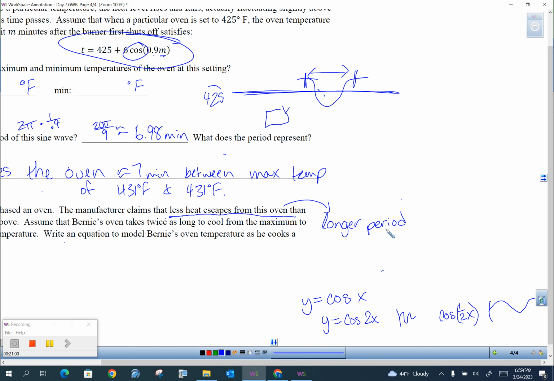So a longer period also means, in this case, half the frequency. Sorry, this one, cosine 2x, is twice the frequency. This one, the longer period, is twice the period. Sorry about that. And this is half the frequency. Okay, because we talked about this is going to be longer, which means we're going to be going slower. It will be wider, so we have to cycle slower.